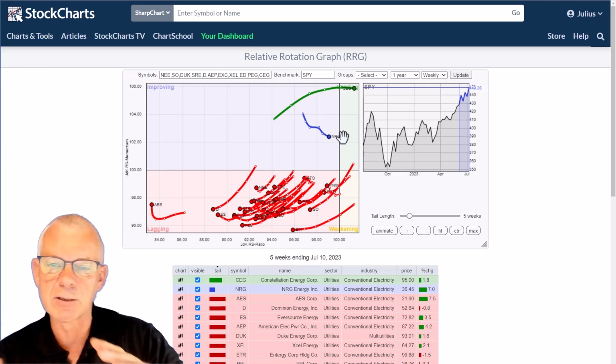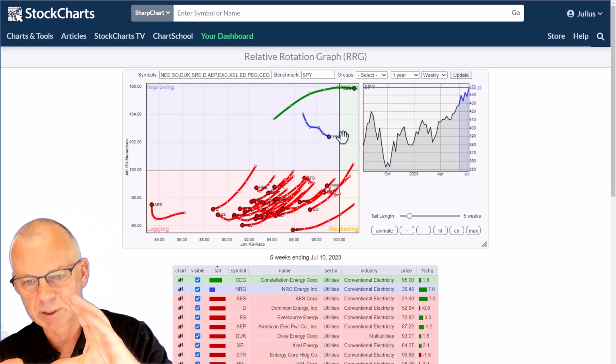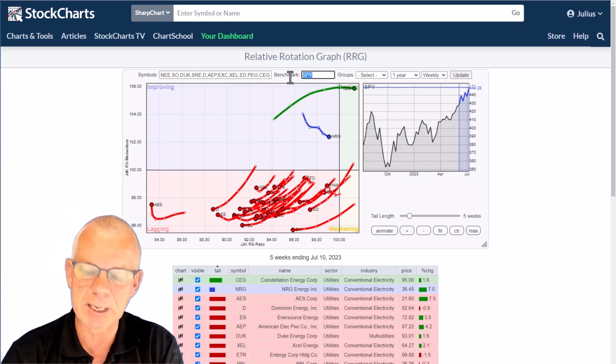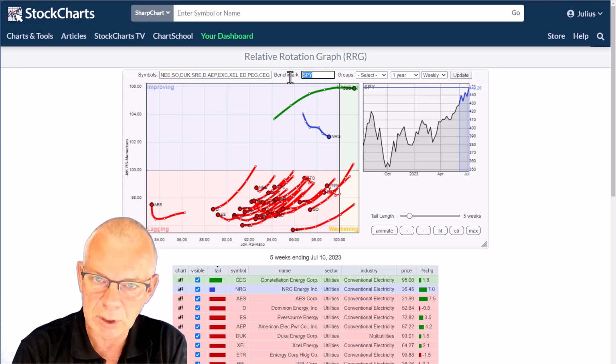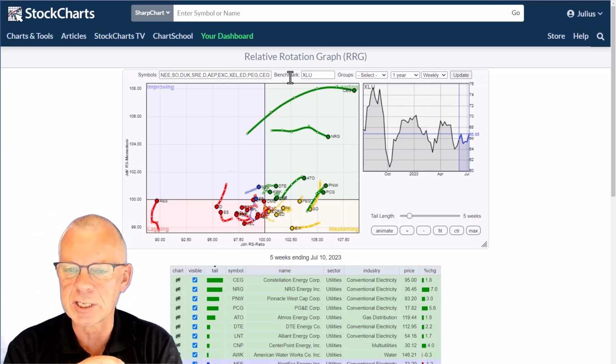So in this way, you can get a handle on the rotation of the members of a sector against the S&P. And if we bring this back to the utilities sector itself, you can see how that universe is performing against the utilities index.